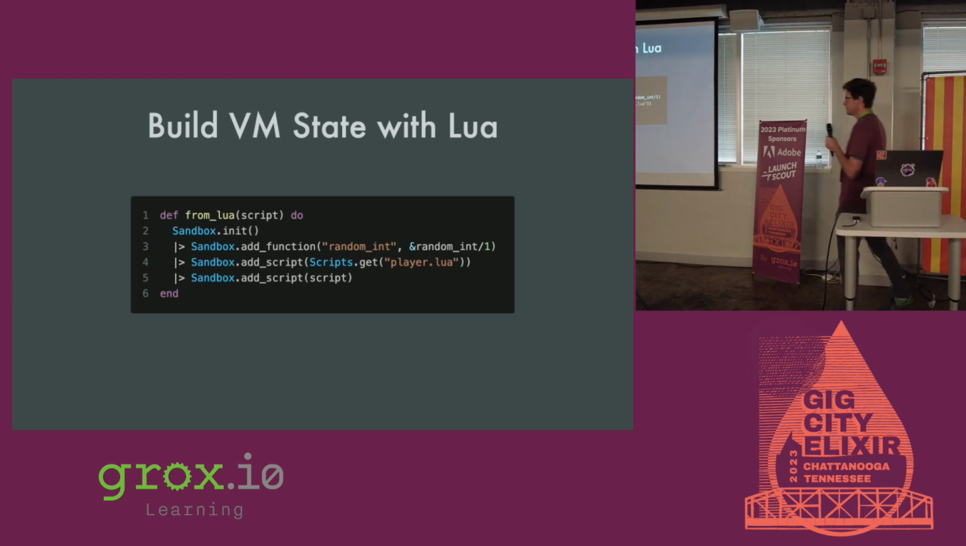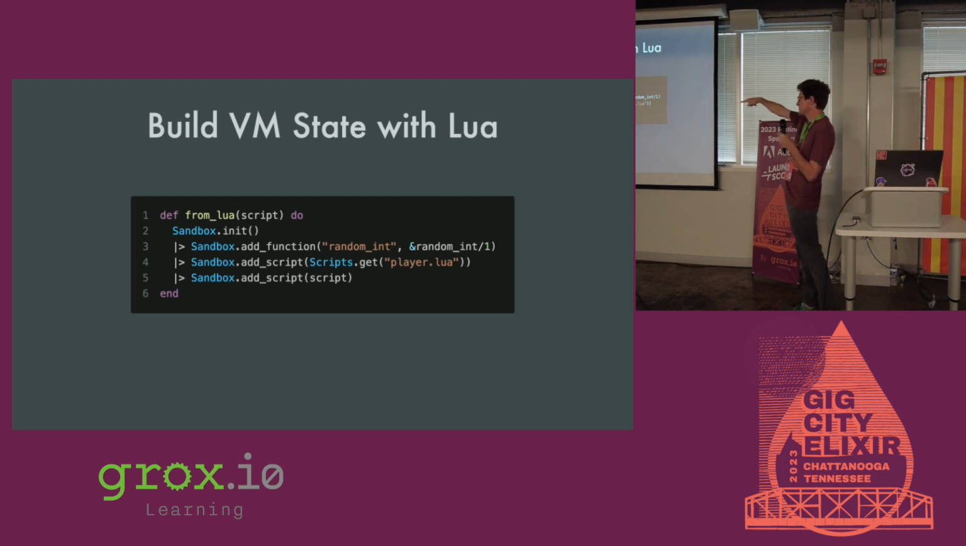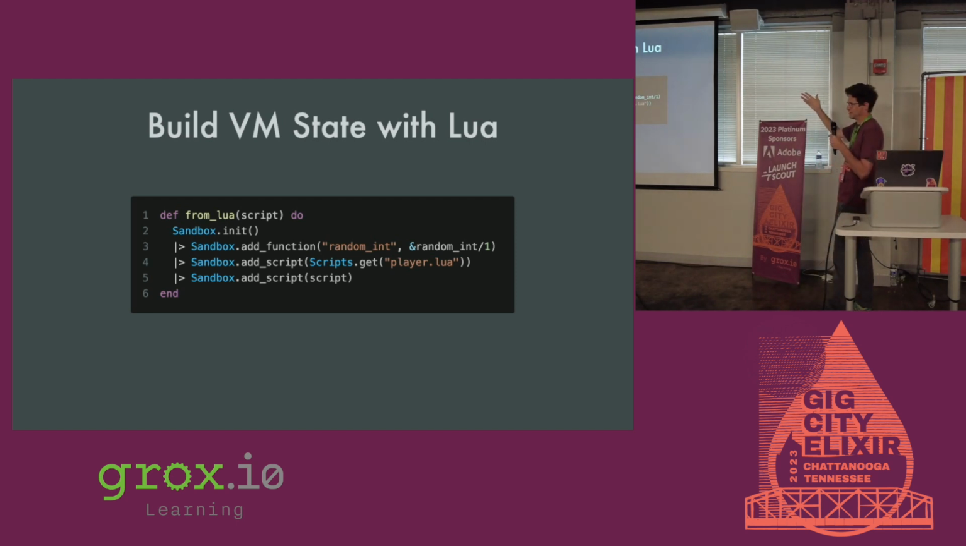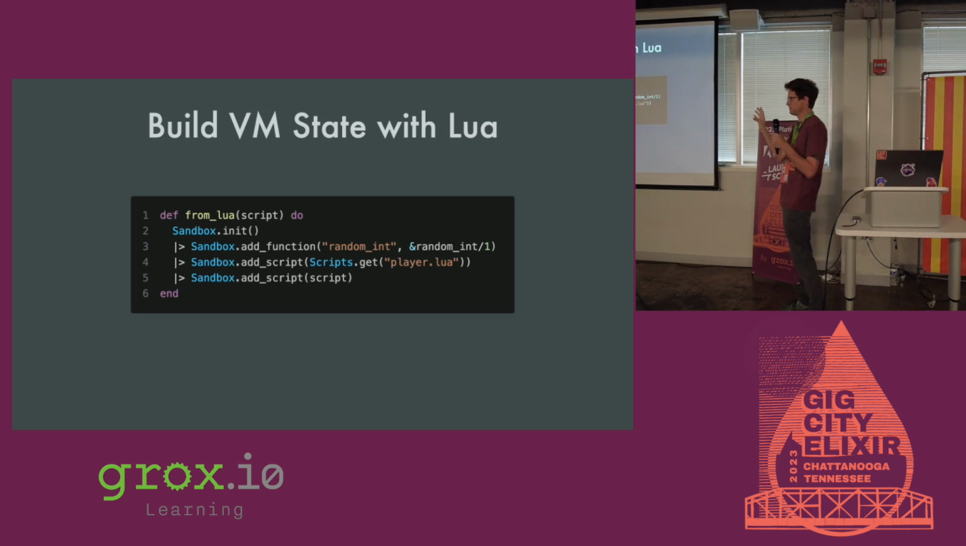So in the example repo, I've got it set up so that we build everything in both Elixir and in Lua, so you can see both variants. Here, what happens is we pass in a script, which in this example is the AI of one of our little animals that's going to run around grabbing fruit. And then the add script player.lua is basically a bunch of utility functions that I want all my scripts to have access to.